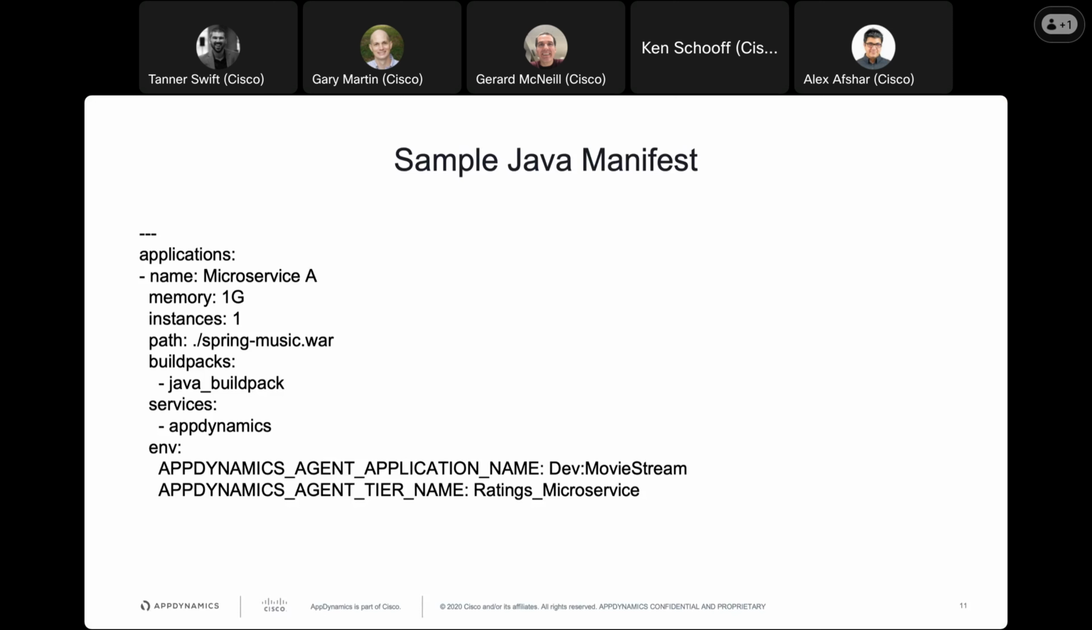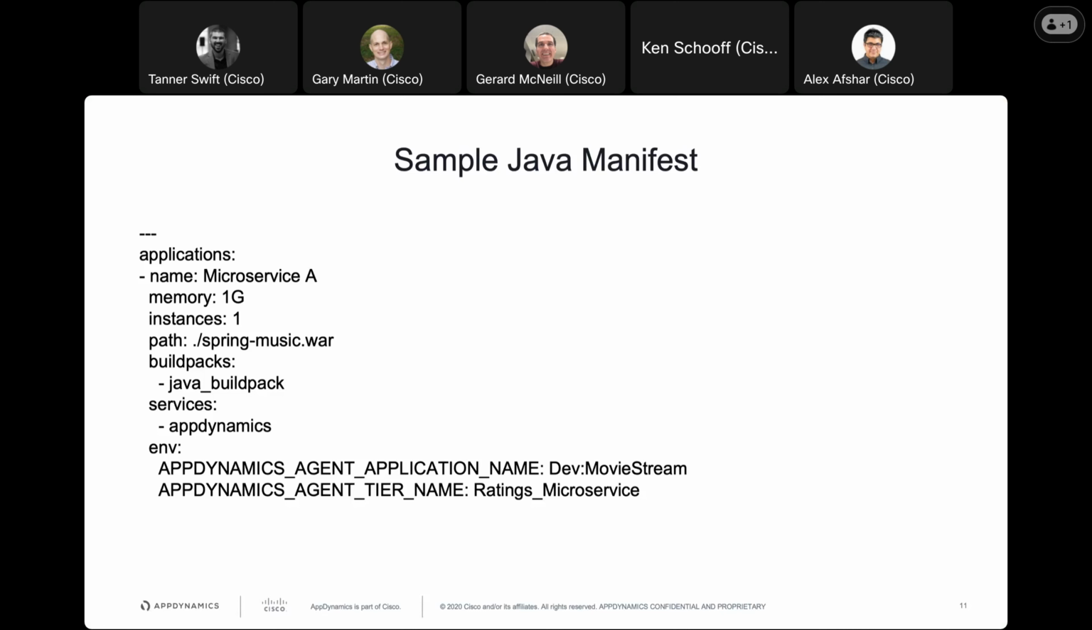So an application is made up of many microservices. If I have 10 microservices within my application, I have the ability to group all these microservices into one application view in my controller. I do that by using environmental variables. Here, I use the AppDynamics agent application name, and I call it dev movie stream.